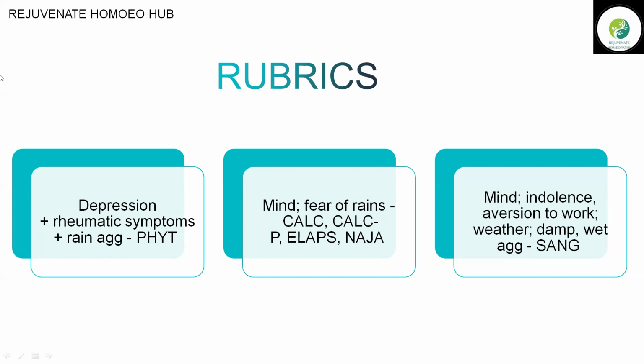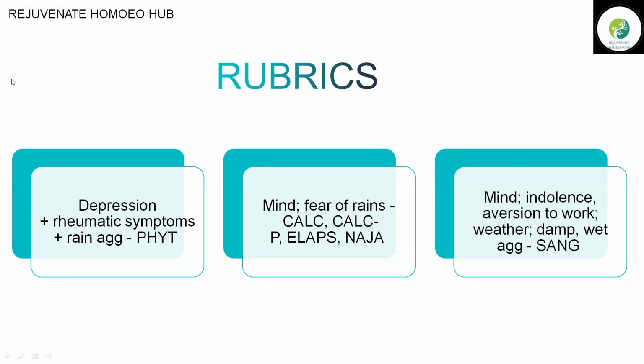Coming to the next rubric, mind, fear of rains. The remedies are Calcarea carb, Calcarea phos, Elaps, and Naja. Interestingly, in fear of rains, there always comes a role of snake remedies. Why? Because snakes live under the earth, right? So they have a fear that if the rain is very heavy, my home can be destroyed. That is the main fear of snake remedies. That is the main reason behind this rubric.